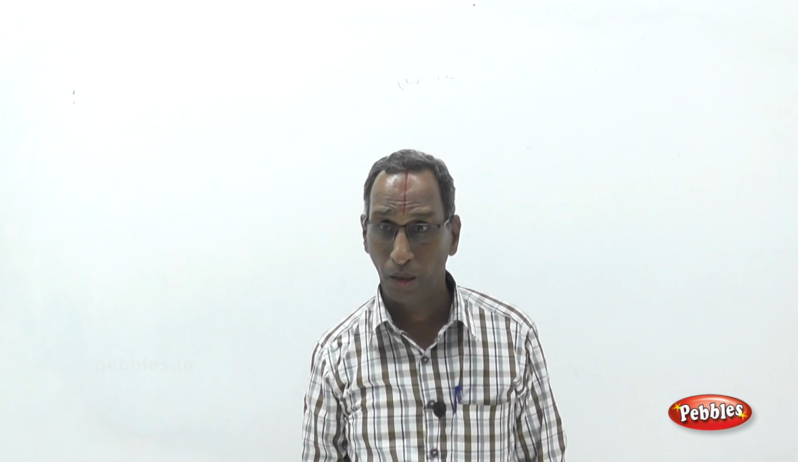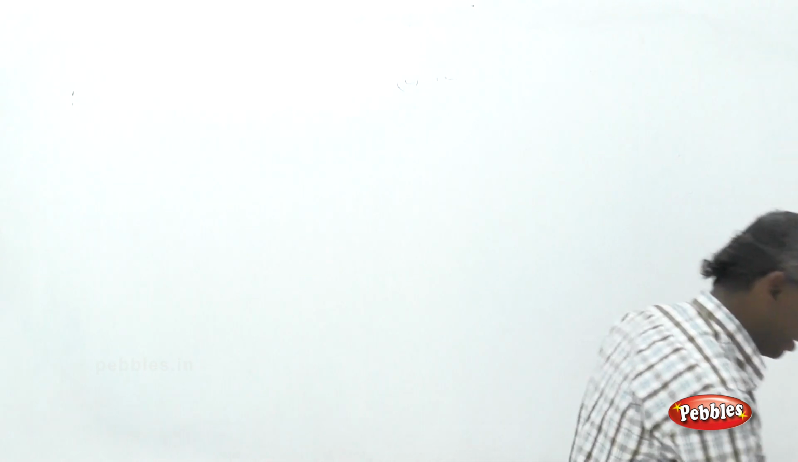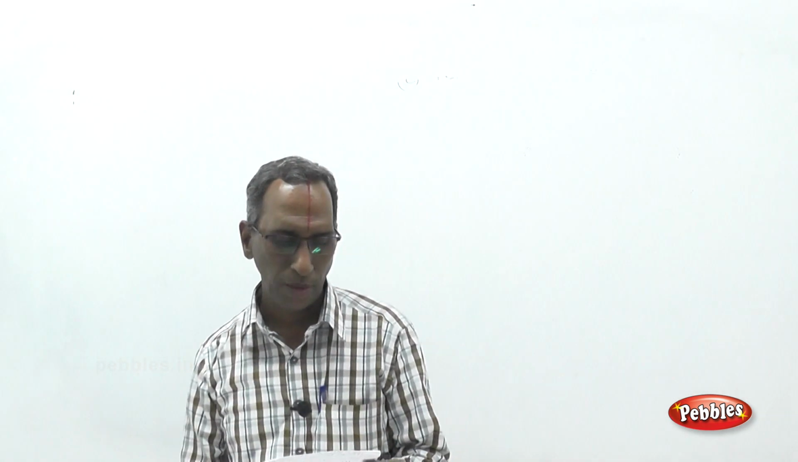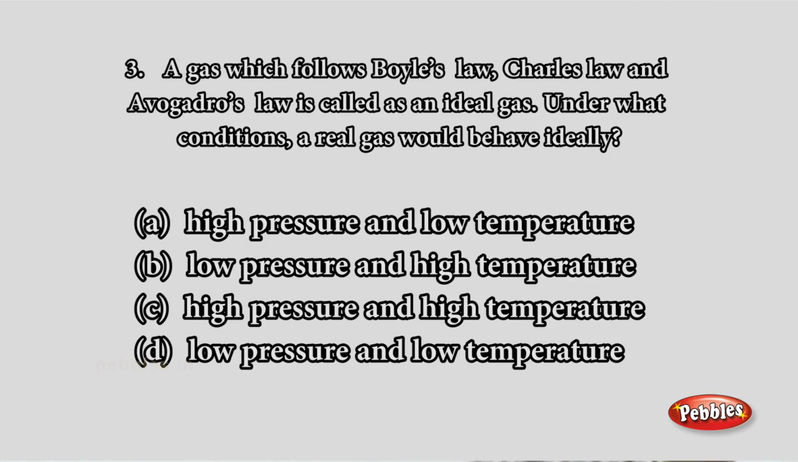NTP means normal temperature. Normal temperature is not 0 degree, it is 27 degree. So 27 degree and 1 atmospheric pressure is called normal temperature pressure. 0 degree C or 273 Kelvin is STP.